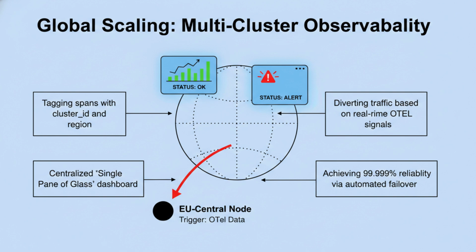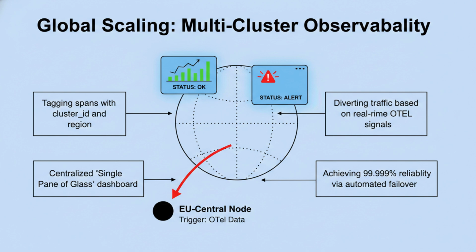In a global architecture, you likely have ingress controllers running in dozens of Kubernetes clusters across multiple continents. OpenTelemetry makes it easy to aggregate this data into a single pane of glass. By tagging every span with cluster ID and region, your central observability team can compare the performance of the Tokyo ingress versus the London ingress.